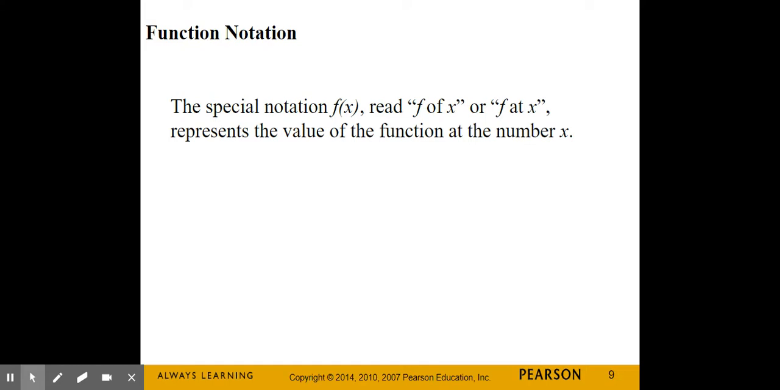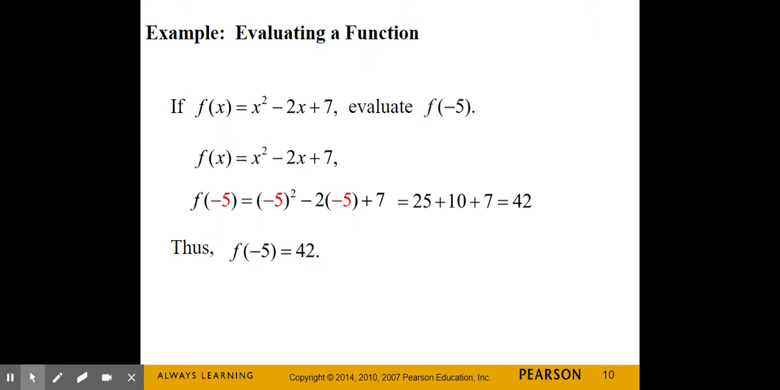All right, function notation. The special notation f of x, you read that f of x or f at x. I never say f at x. I would say f of x, but I guess it's both. It represents the value of the function at the number x. That's interchangeable with y. The difference would be an equation would be y equals 3x plus 2. In function notation, it would be f of x equals 3x plus 2. So it's just notation that makes it different.